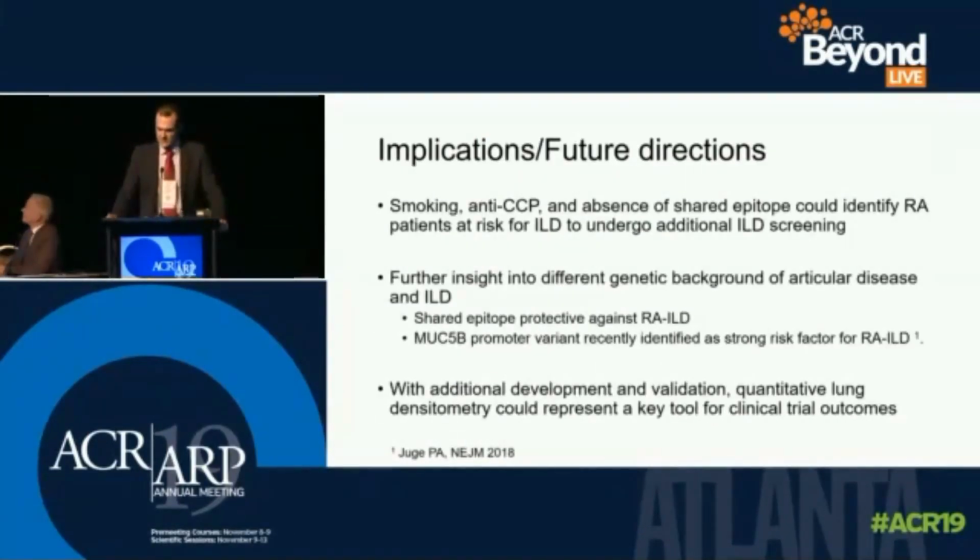There are several implications. Risk factors such as smoking, anti-CCP, and absence of the shared epitope could identify RA patients at risk so they can undergo further screening for ILD. This study provides further insight into the different genetic background of articular disease versus ILD in RA. While the shared epitope is the strongest genetic risk factor for the articular disease, it did protect against RA-ILD in our study and in a previous study. Similarly, MUC5B was recently recognized as the strongest risk factor for RA-ILD, but MUC5B did not correlate with pure RA whatsoever.